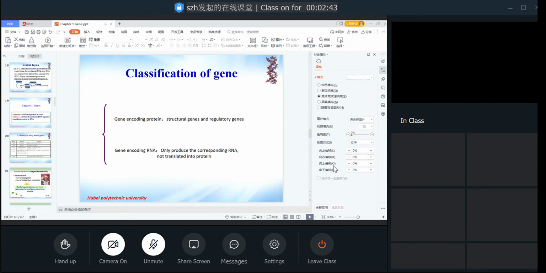So, what is the gene? Gene: a stretch of continuous DNA sequence. This is the sequence coding protein or RNA. It's very easy. A continuous DNA sequence, this sequence encoding a certain protein or RNA. Okay.